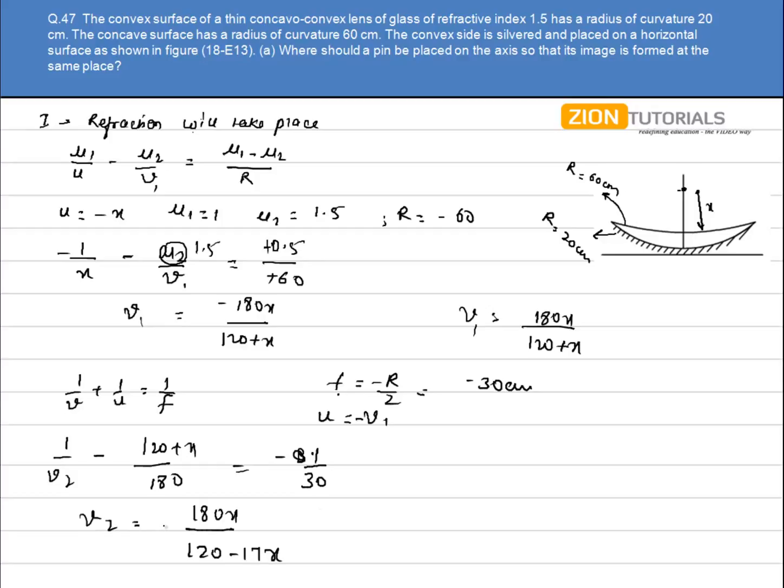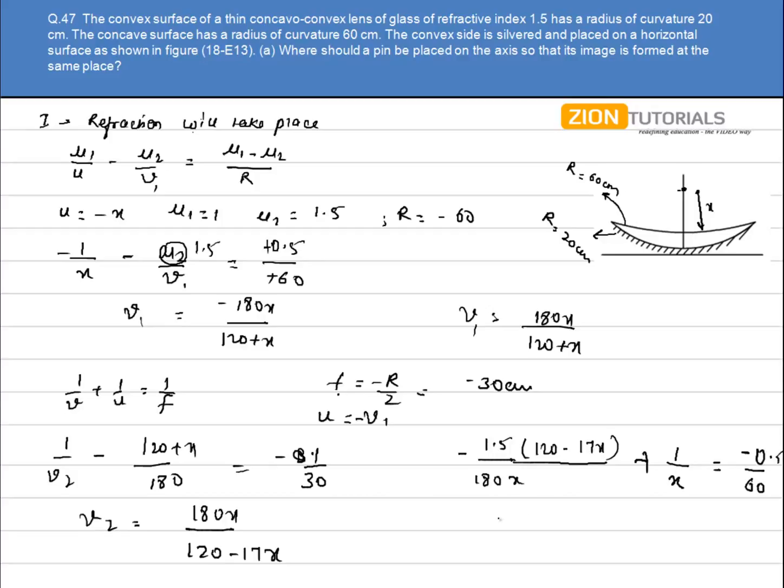Now this is the distance of the second image from the lens. This will act as an object again for this refracting surface. So I'll again use this very formula, that is mu1 will now be 1.5 and the image distance is this, that is 180x by 120 minus 17x, of course with a negative sign, minus mu2 is 1. The final image is formed at a distance x and of course it is on the right hand side, so positive, and that is equal to minus 1 by 60 into 0.5.